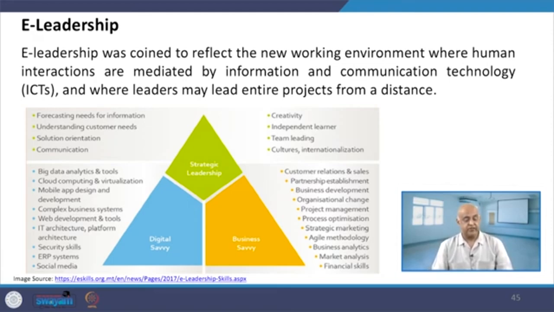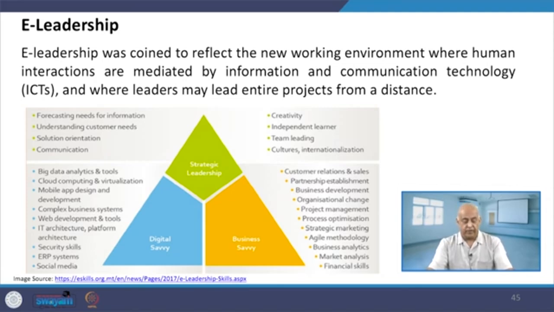E-leadership was coined to reflect the new working environment where human interactions are mediated by information and communication technologies, ICTs, and where leaders may lead entire projects from a distance. This is what e-leadership is concerned with. It covers the forecasting needs for information, strategic leadership, digital savvy, and business savvy.